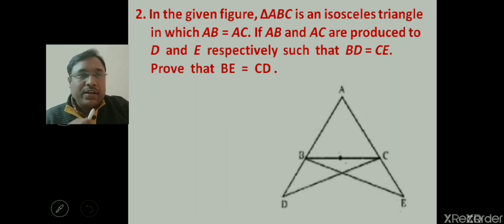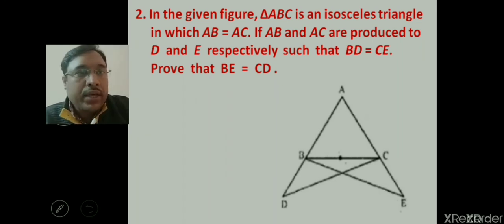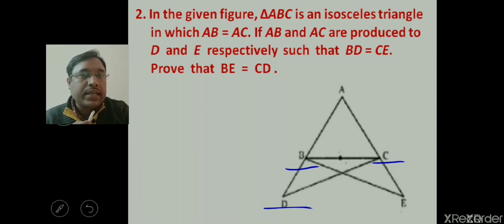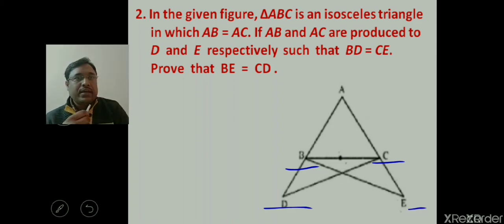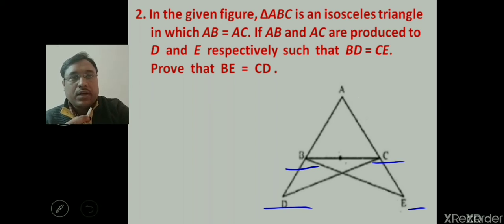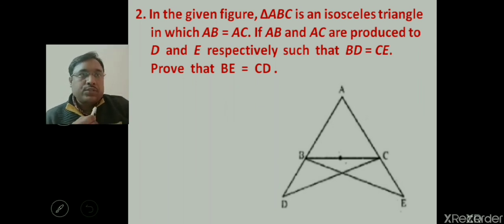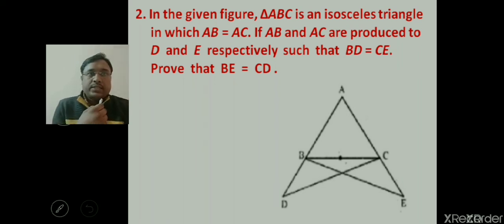In the given figure, triangle ABC is an isosceles triangle. This is B here, and C is here. This is D and this is E, and this one is A. Now you have to see clearly that in the given figure, ABC is an isosceles triangle in which AB and AC are equal. These two sides are equal.